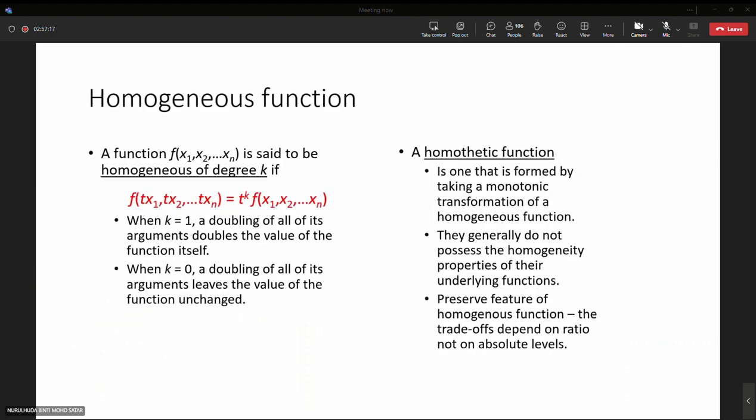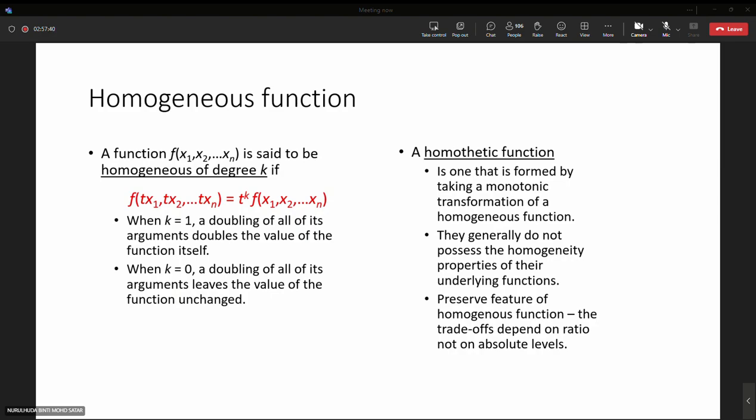And I think this is the final one, where we have homogeneous functions and also homothetic functions. Oh, okay. So homogeneous: a function f of x1, x2, ..., xn is said to be homogeneous of degree k.